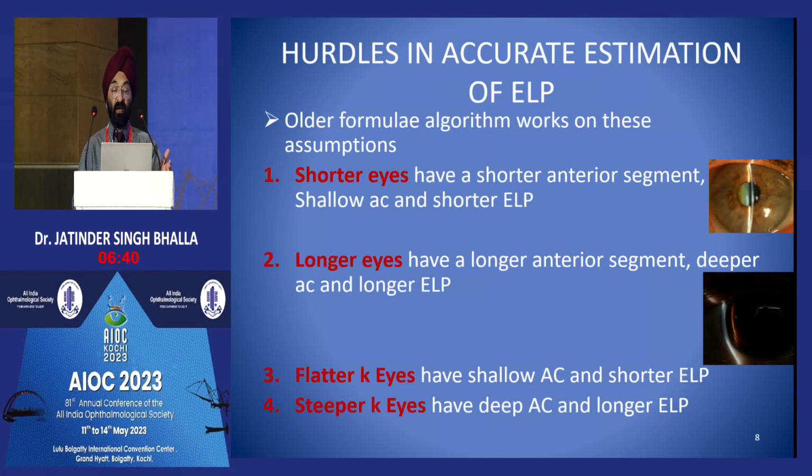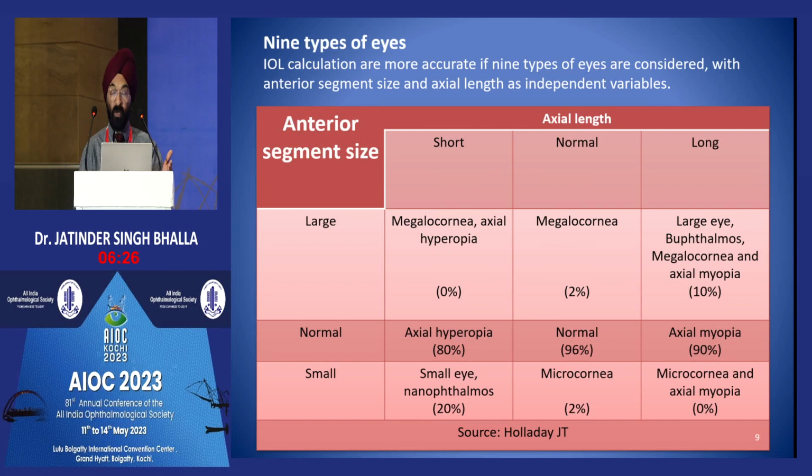And there were some other hurdles in accurate estimation because there were some more assumptions. It was assumed that shorter eyes and flatter K eyes will have shallow AC and shorter effective lens position, in contrast to longer eyes and steeper K eyes, which are supposed to have deeper anterior chamber and longer effective lens position. But Holladay told us that there are 9 types of eyes.